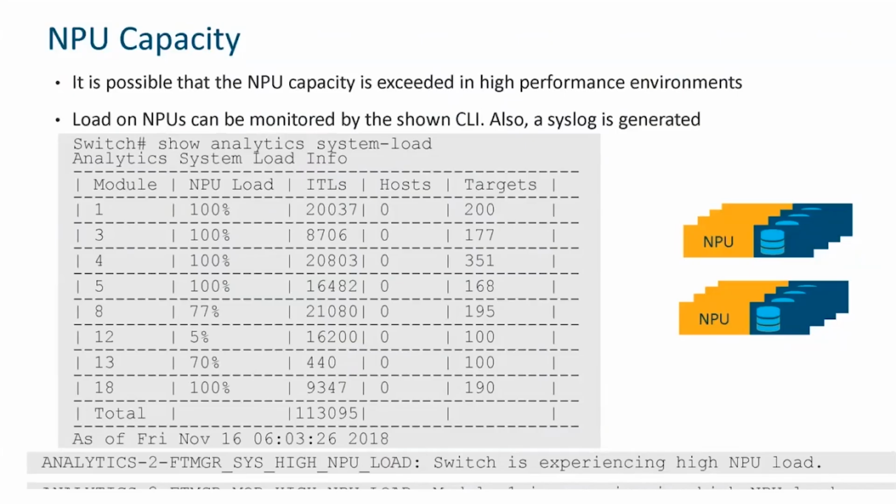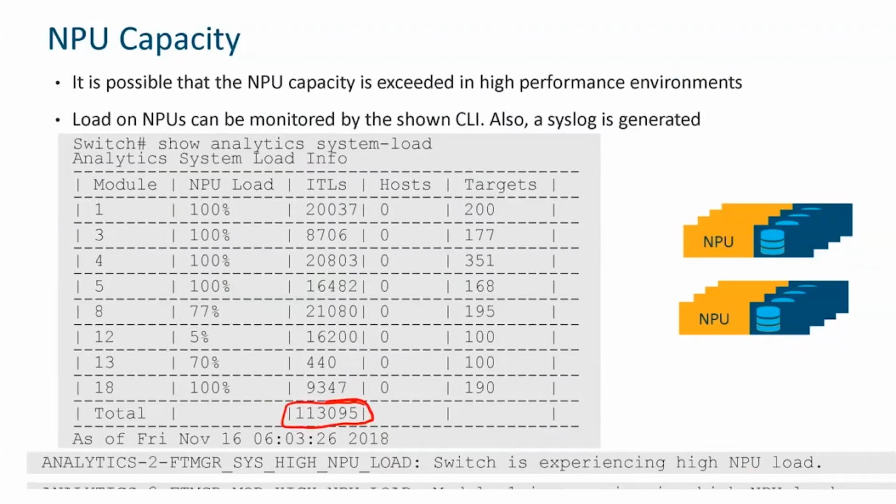Okay, so how do you monitor NPU capacity? There's a show command, show analytics system load. I have the output here because this is one of the crazy outputs. You see the number of ITL flows. It's coming from a live switch, by the way. It's not a canned output. I didn't edit it. Look at the number of ITL flows, 130,000. This is proof we can go beyond 100,000 per switch. We don't support it yet.